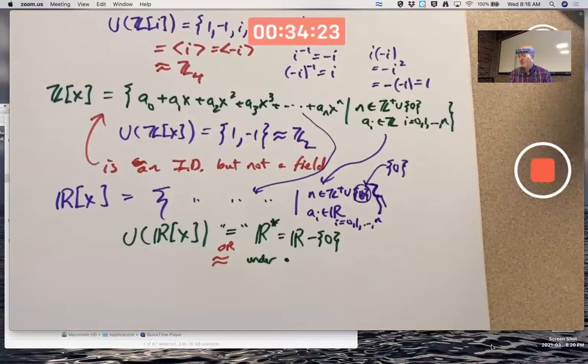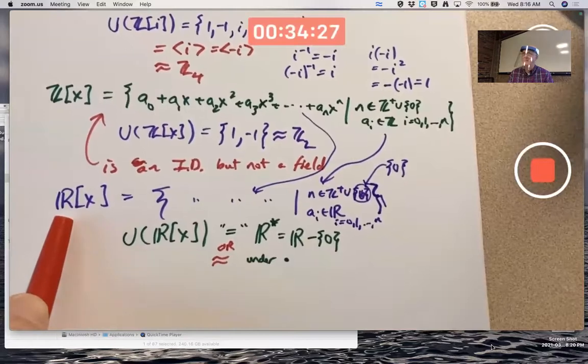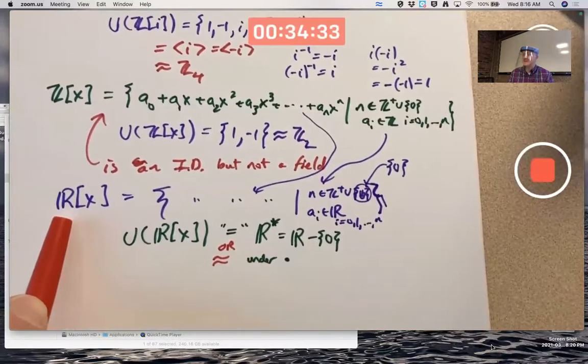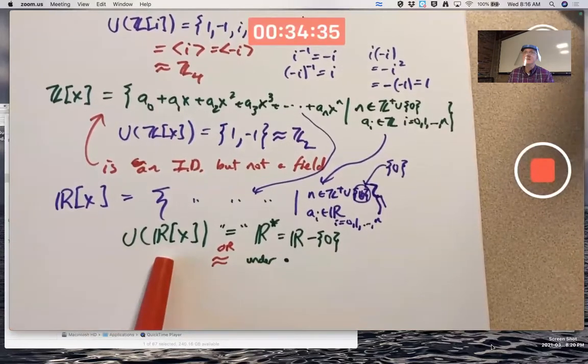Well, that's an infinite group of units, but it's not the entire ring. It's not the entire non-zero elements of the ring, I should say. So while the ring is an integral domain here, and it's got an infinite group of units, it's still not a field.